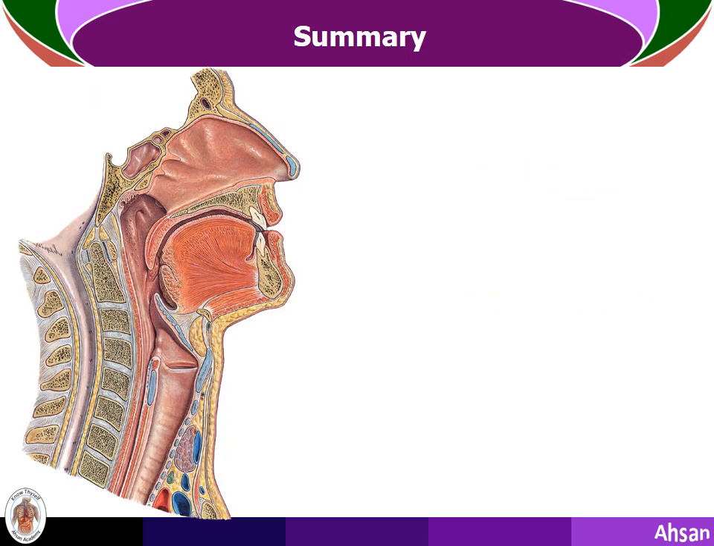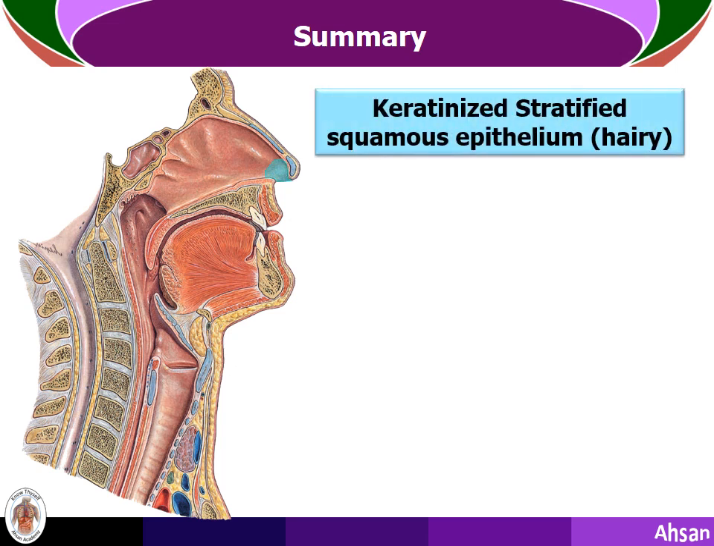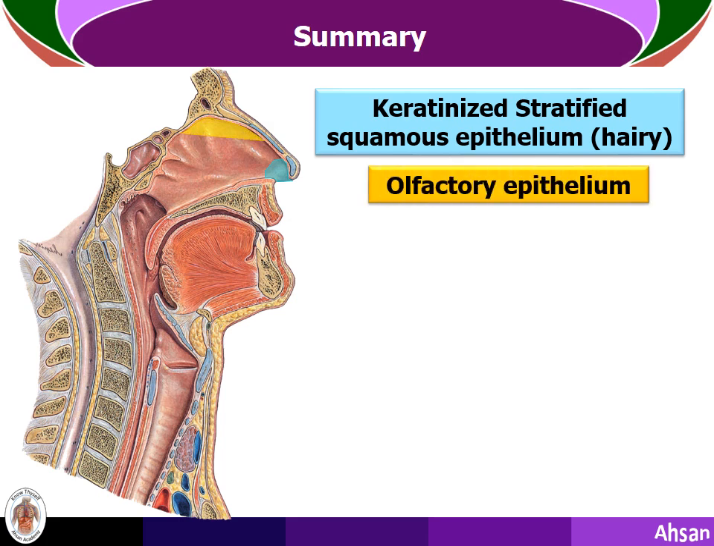So to sum up the epithelium, the anterior-inferior part of the nasal mucosa has the lining epithelium of the skin, the epidermis, which is stratified squamous keratinized epithelium with hair follicles. The roof and adjacent part of the nasal septum as well as the lateral wall have olfactory epithelium, which is a sensory epithelium.